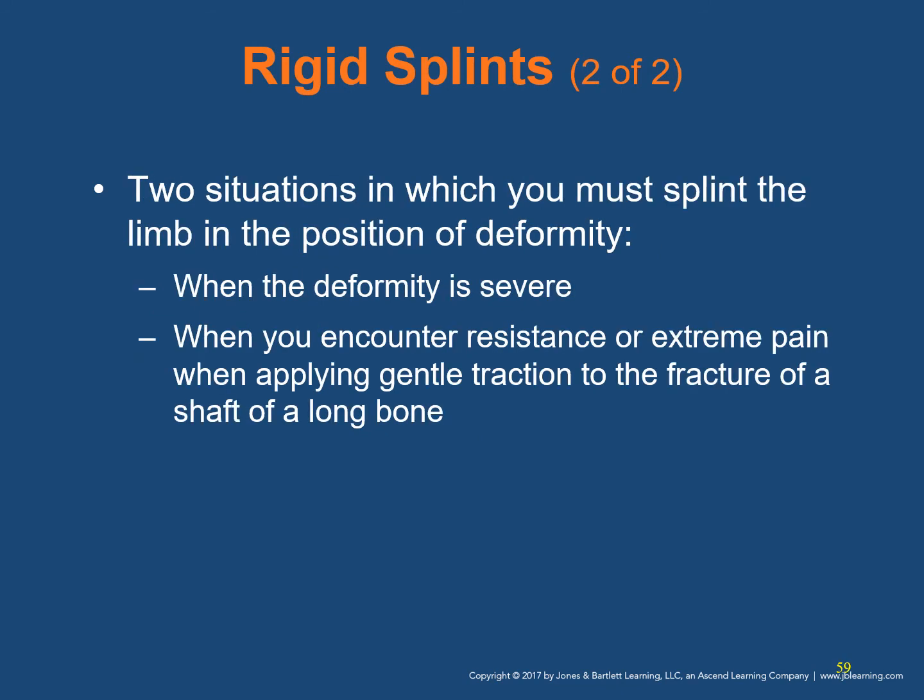There are 2 situations in which you must splint the limb in the position of deformity. When the deformity is severe, and when you encounter resistance or extreme pain when applying gentle traction to the fracture of the shaft of a long bone. Most dislocations should be splinted as found, but follow local protocols.